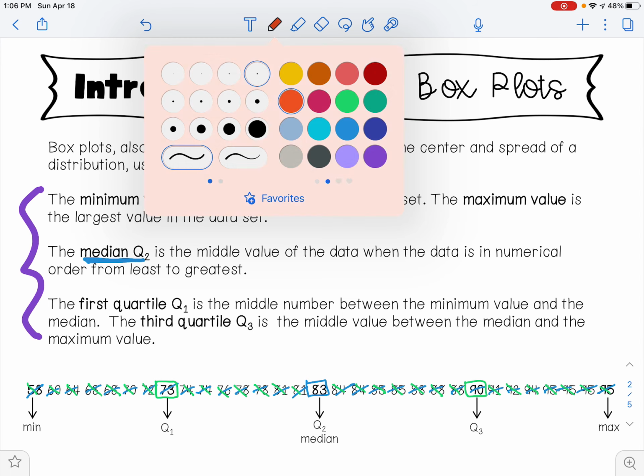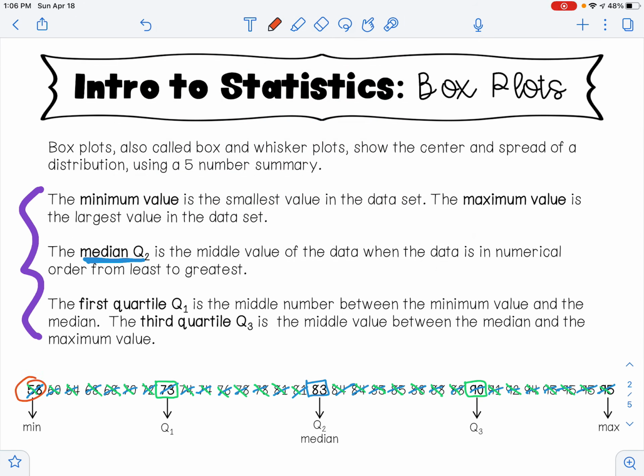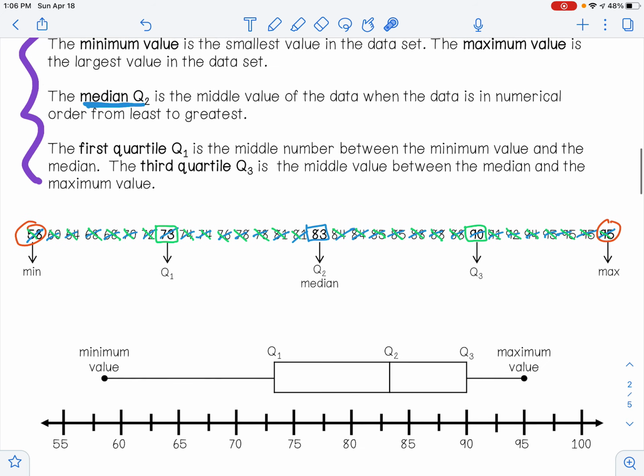Your minimum value is just your smallest number, and your maximum value is your largest number. These 5 numbers are the 5-number summary. And again, those 5 numbers are the minimum value, Q1, the median, Q2, Q3, and the maximum value. Once you have those 5 numbers, you can draw your box plot.